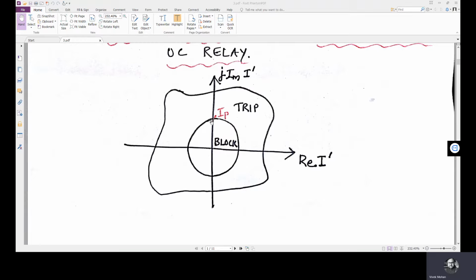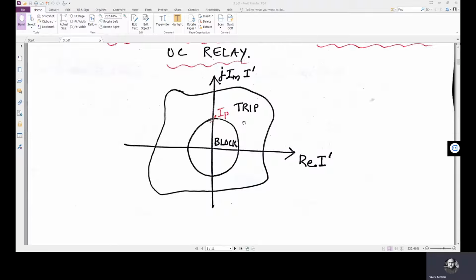IP is represented by the radius of this circle, which represents the block region. If the tip of this vector, which is the magnitude of I dash, the root of imaginary I dash squared plus real I dash squared, is inside this block region, then the relay will not send a trip signal to the circuit breaker. If it is outside this circle, then it will relay a trip signal.